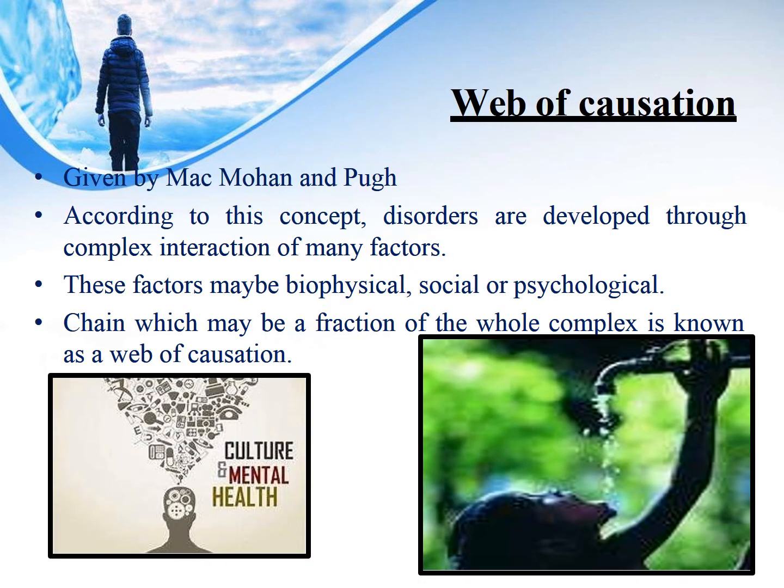Now about the web of causation. McMahon and Pugh gave this model of disease causation in their book Epidemiological Principles and Methods. This model is basically for the study of non-communicable diseases, where the disease agent is often not recognized, but the disease is an outcome of an interaction of multiple factors like biophysical, social, and psychological factors.